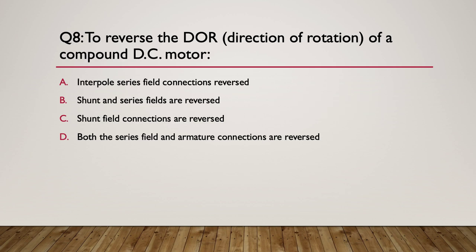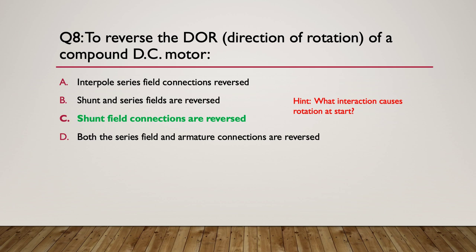Question 8, reverse the direction of rotation of a compound DC motor. You could change: A, the interpole series field connections get reversed. B, the shunt and series fields get reversed. C, the shunt field connections are reversed. Or D, both the series and shunt field connections are reversed. So again, what interactions? Let's go right back to the basics of how a DC motor is built and works.